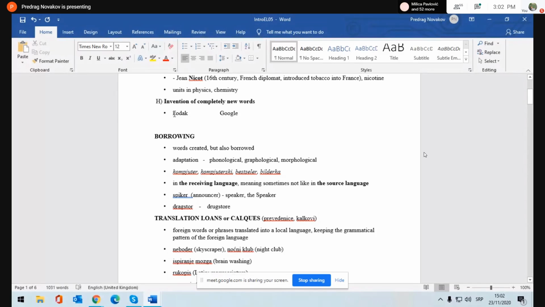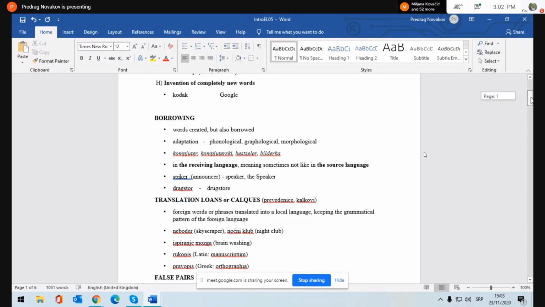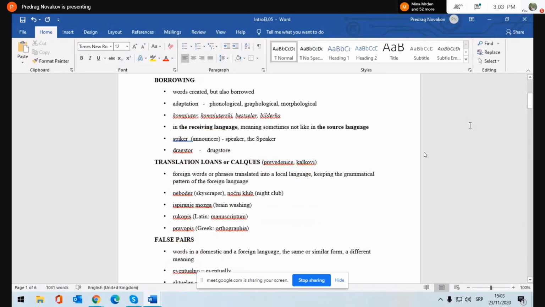Simply, this is simply invented. The authors of this believe that it would attract customers, okay? And for example, Google, okay? This is not a derivation, this is not a compound or whatever, okay? So we have a completely new word, okay? And that's the processes about word formation, okay? Do you have any questions now, or we can go to borrowings and translation loans?